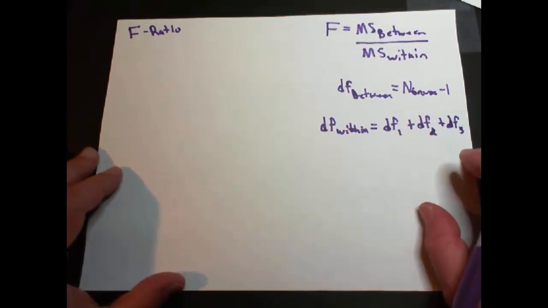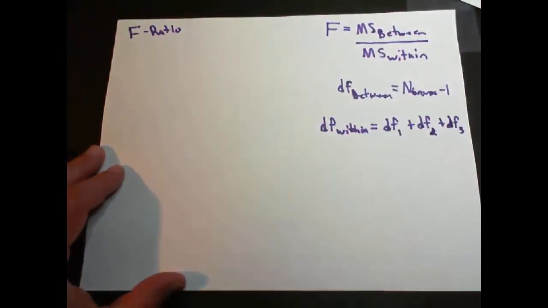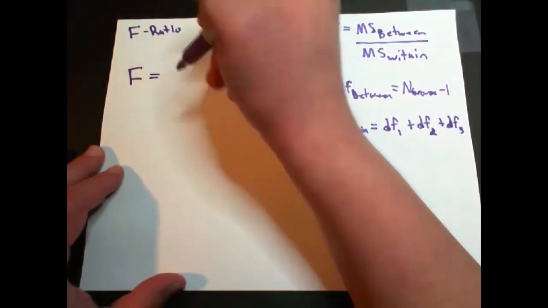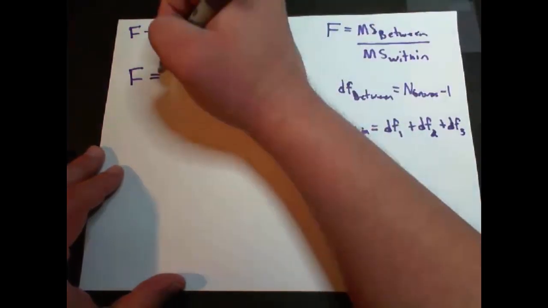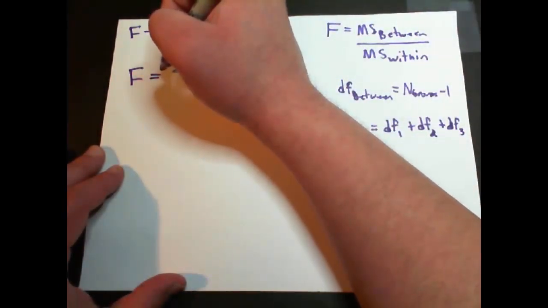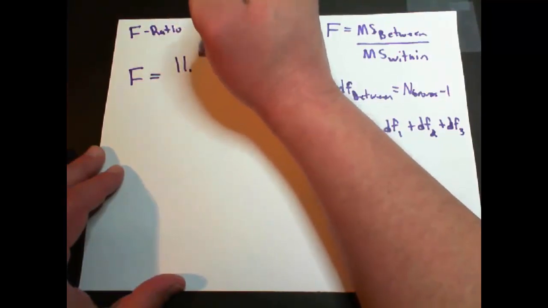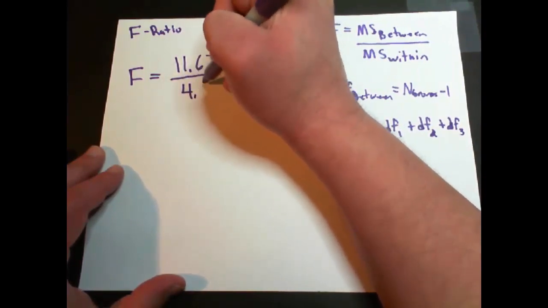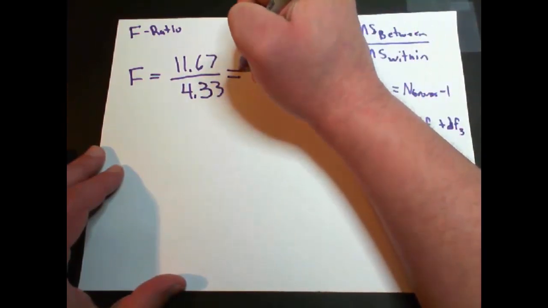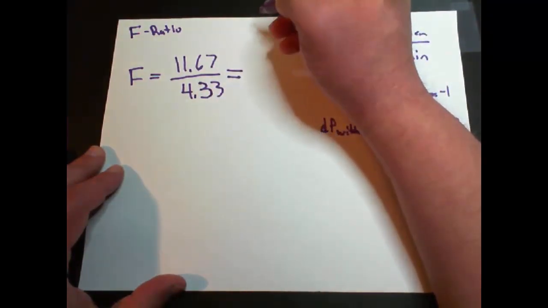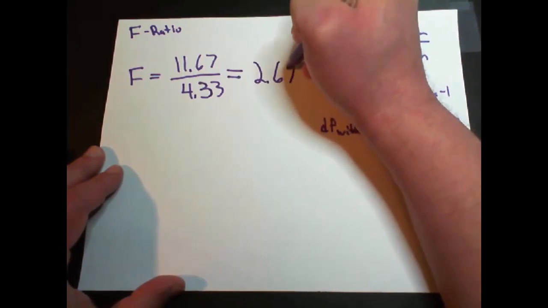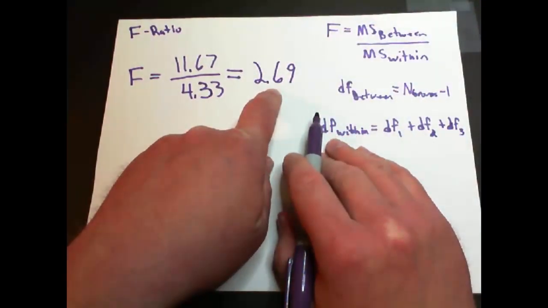Okay, so we can go ahead and put together our F ratio. So we found MS between, so we have to put MS between over MS within. We found MS between to equal 11.67. We found MS within to equal 4.33. So our calculated F ratio ends up being equal to approximately 2.69. So of course we need to evaluate this against a critical value of F.